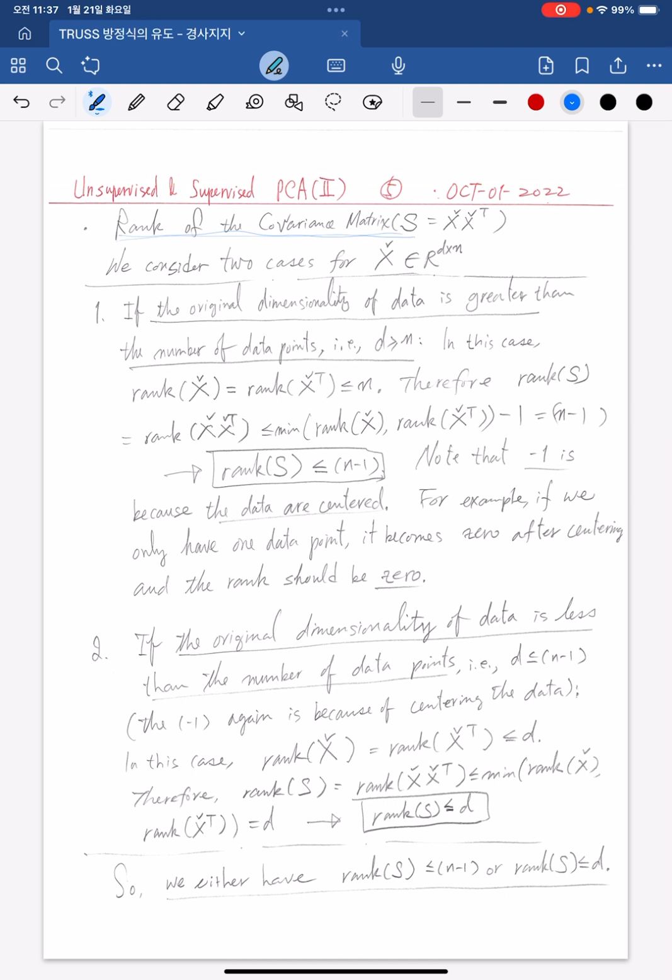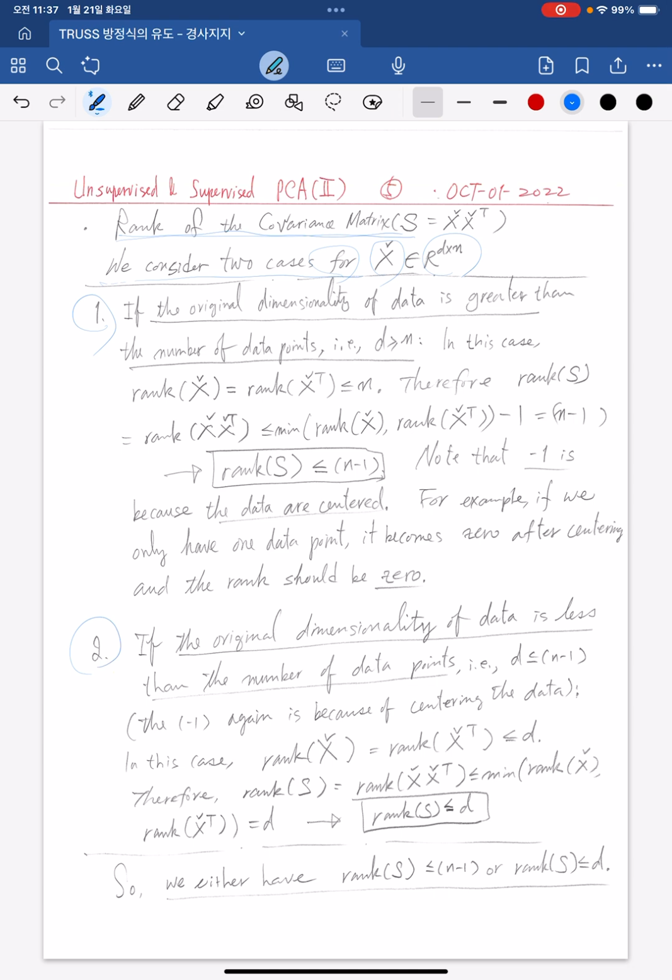Rank of the covariance matrix S equals rank of x hat x check transpose. x check is the PCA subspace, the row space of U, onto which we project, and then we send it back to the column space of U. We consider two cases for x check, which is d by n.